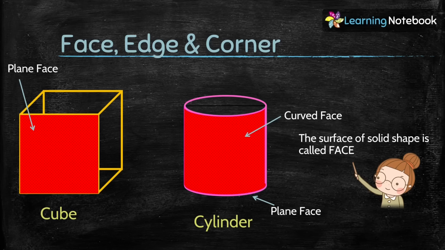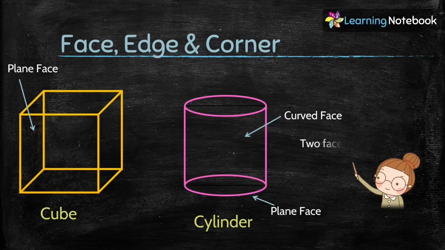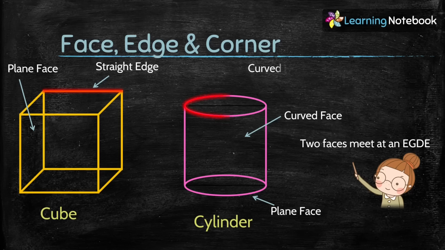Next, let's see what is an edge. Two faces meet at an edge. Edges are also of two types, straight edge and curved edge. In case of a cube, we only have straight edge as highlighted here, while in case of cylinder, we only have curved edge as shown here.